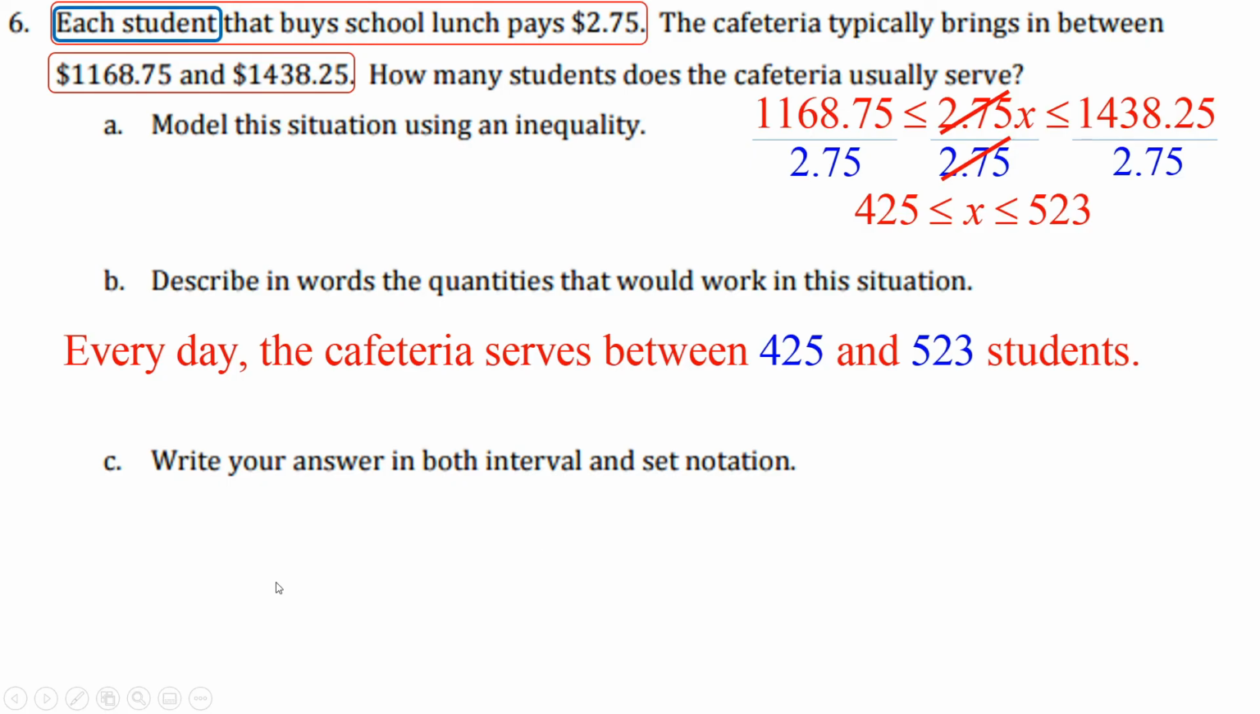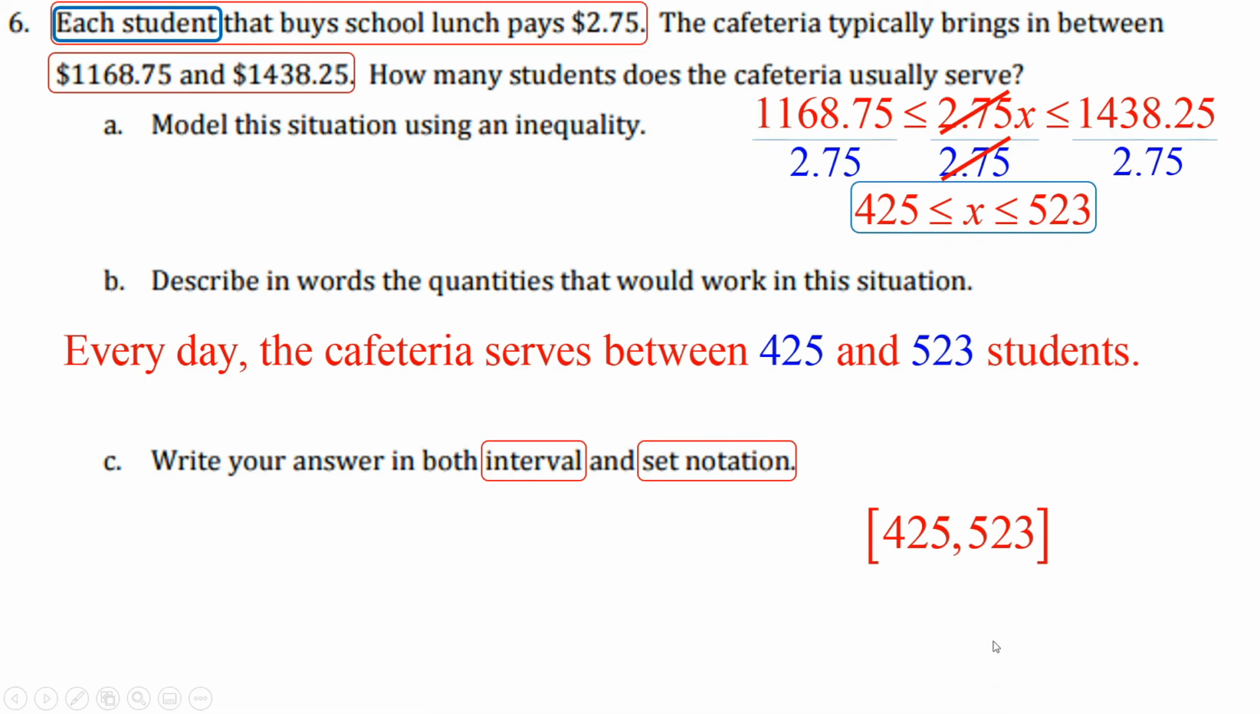Okay, now write your answer in both interval and set notation. What's my left bound? Well, this is easy, 425. What's my right bound? 523. Now, do I see equals there? I do on both ends, so that means I'm going to go bracket, bracket, and there's my interval notation. Now let's say the same thing with set notation, and we have already done that right there. So let's just rewrite that here. 425 is less than or equal to x, and x is less than or equal to 523.